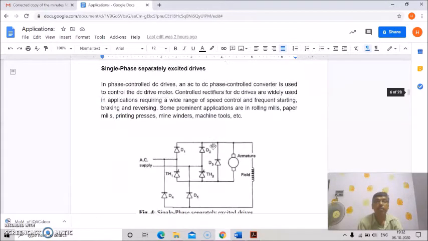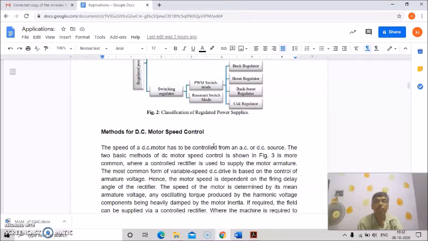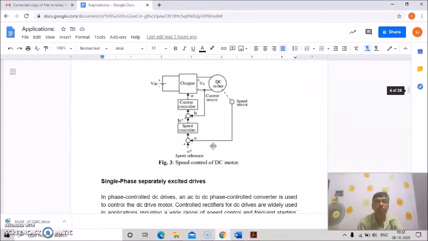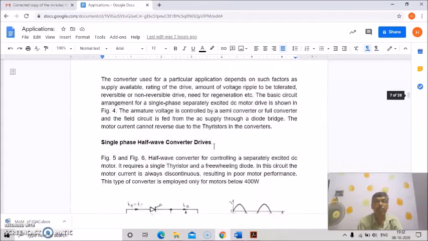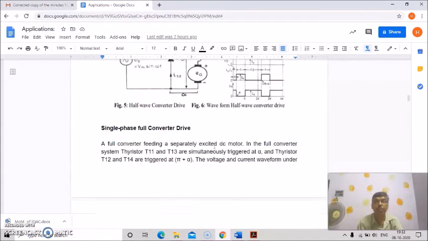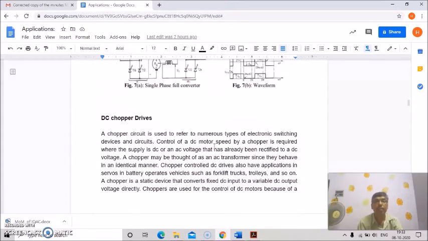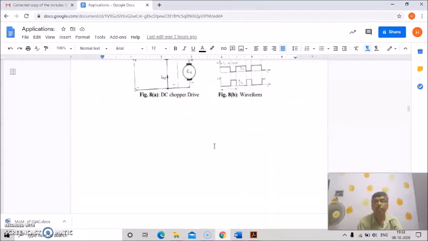In the last class we covered different methods of speed control, where we used single phase separately excited drives, single phase half wave converter drives, single phase full converter drives, and DC chopper drives. Today we will start another topic, that is speed control of AC motors.